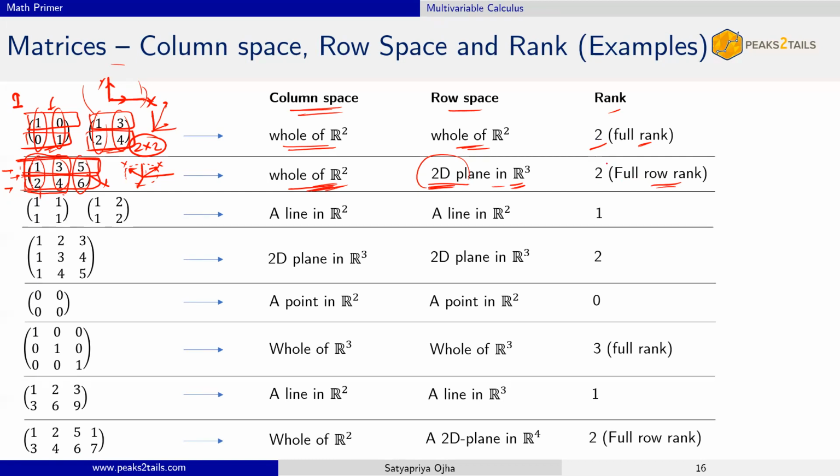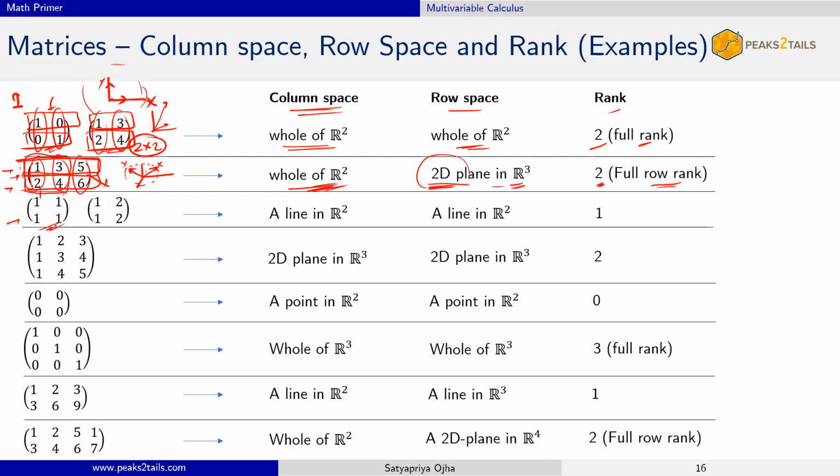And if somebody asks what is the rank, you say two. Whatever is the highest rank that you get, either row wise or column wise, that's the rank of the matrix. Yeah, for a rectangular matrix, it's not that neat, but for a square matrix, it's very, very straightforward. You can take the row space or the column space, doesn't matter, both will be the same for a square matrix. Let's look at the next one.